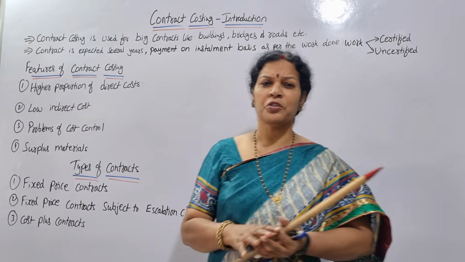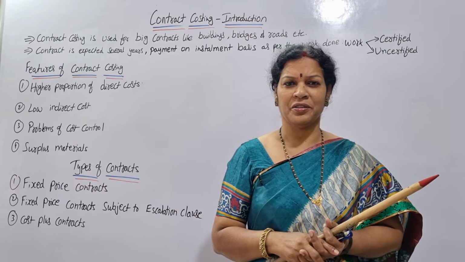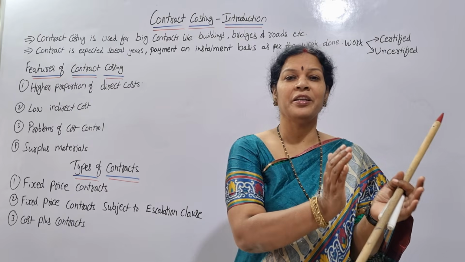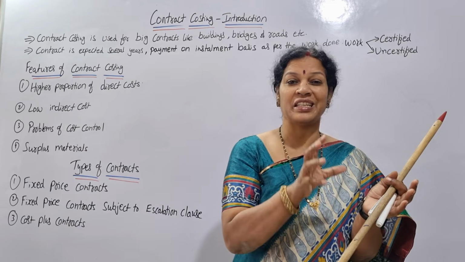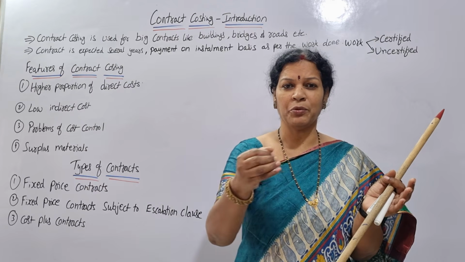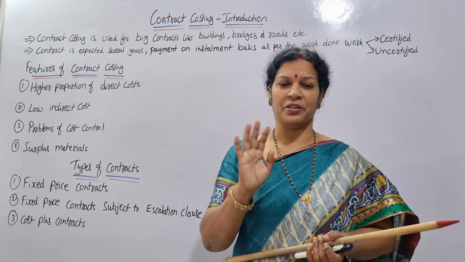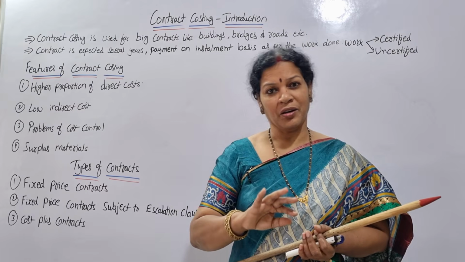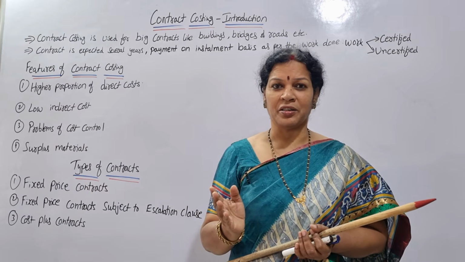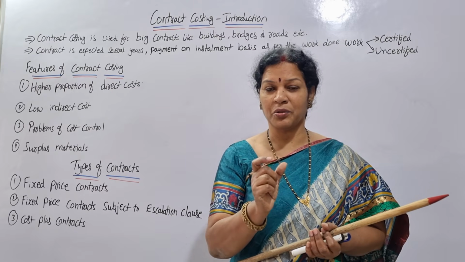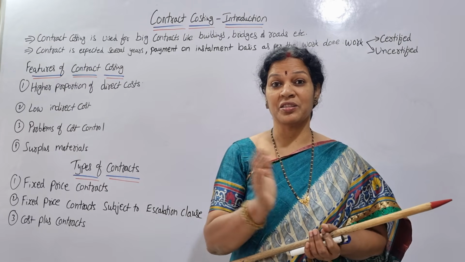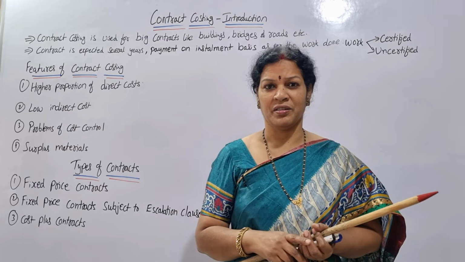Contract accounting. Job costing we have learned. Job costing means, from the point of view of any particular job, any small work is assigned to one party. They have to complete that work, and that is completed. Contract is also almost the same. Any particular assignment is given, but contract accounting is for a long period.